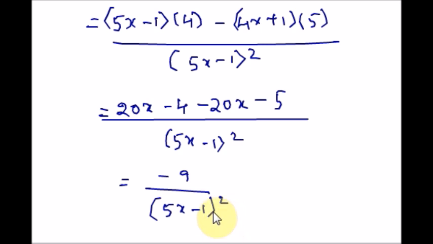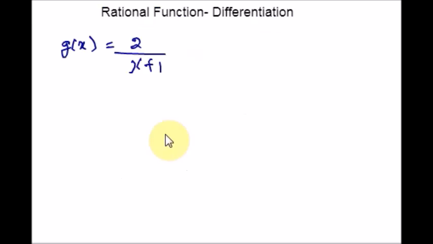Okay, let me take one example with a constant in the numerator and an expression in the denominator. Here is the example. Let's apply the formula. So write the denominator, multiply the derivative of the numerator. Derivative of numerator is just a constant, so 0. Minus sign in between. Keep the numerator as it is, multiplied by the derivative of the denominator.